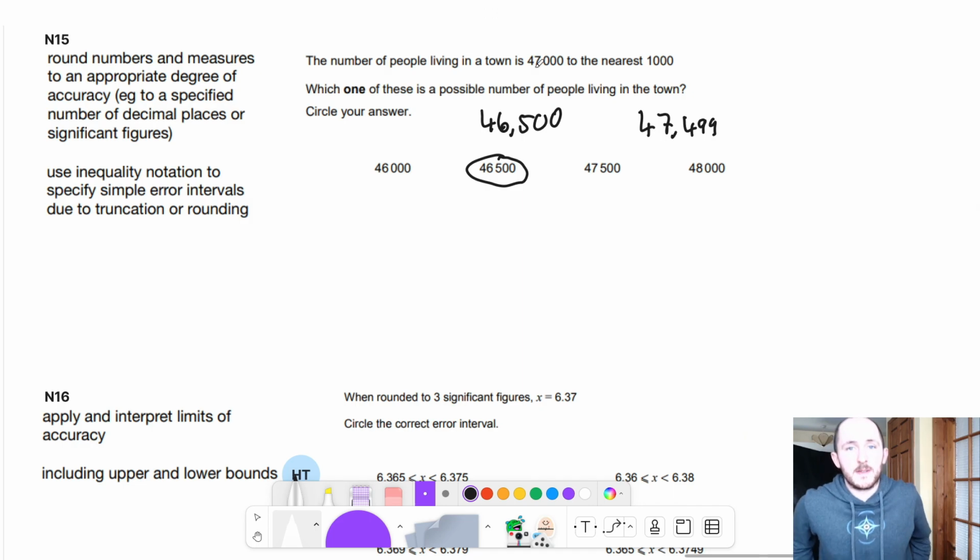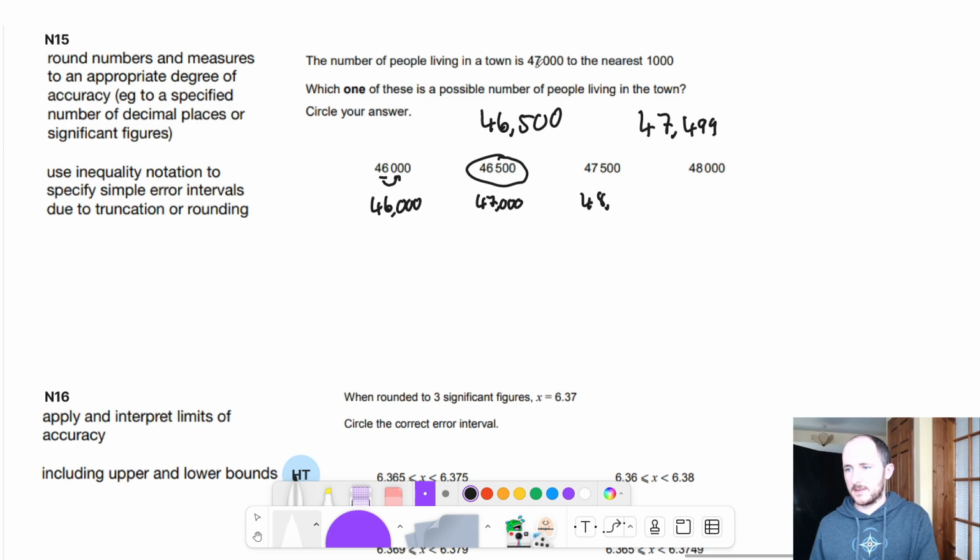The way I would actually do this question is I'd round all of these numbers to, in this case, the nearest 1,000. So underline the number. Is the number next to it bigger than 5? If not, the number stays exactly the same. In this case, the number is bigger than 5, so we add 1 to the number, and so on. This will be 48,000. This will also be 48,000. Cool.